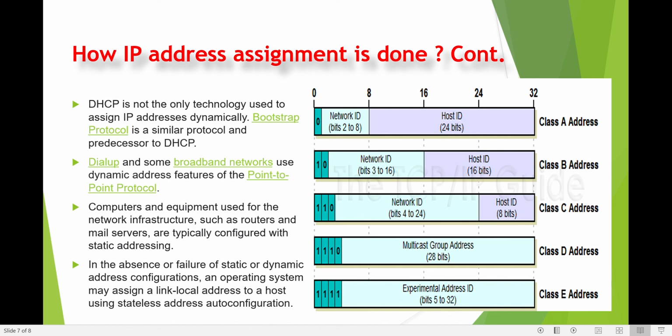IP addresses are divided into multiple classes. There is a class A address, class B address, class C address, class D and class E addresses. We will be seeing these types in further videos.